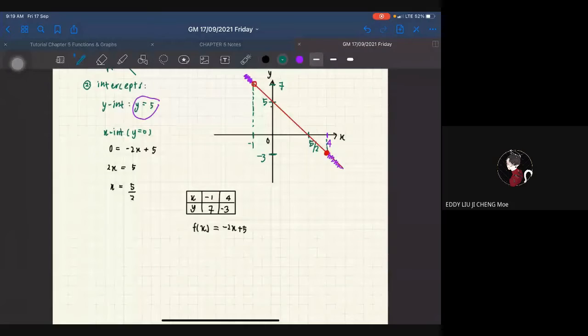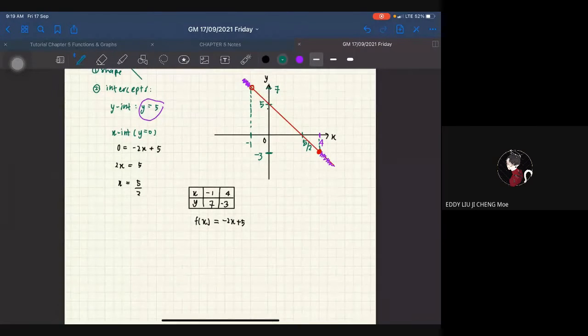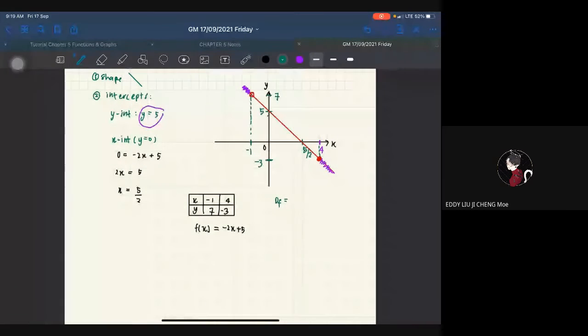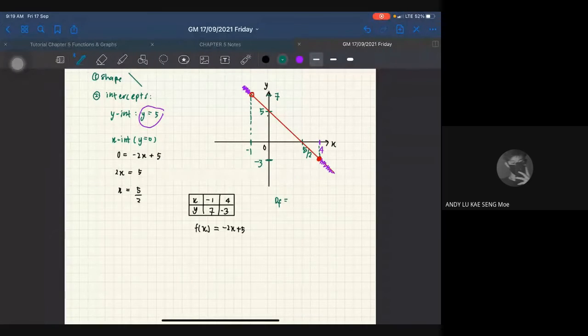Settle. Okay, sekarang jangan lupa untuk nyatakan what is your domain and also range. Okay, so sekarang ni awak tengok domain awak, nilai X awak. So dekat graf kita punya graf ni dia ambil nilai X daripada mana sampai mana? Apa nilai X yang paling kecil dia? -1. So -1, is it an open bracket or a closed bracket? Open bracket. Betul?